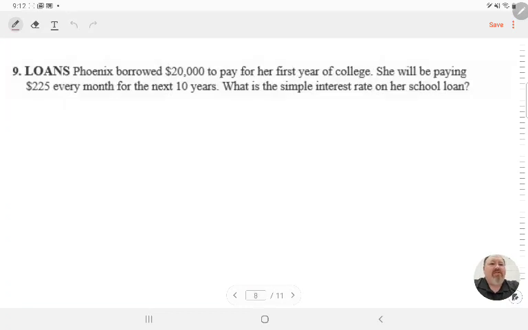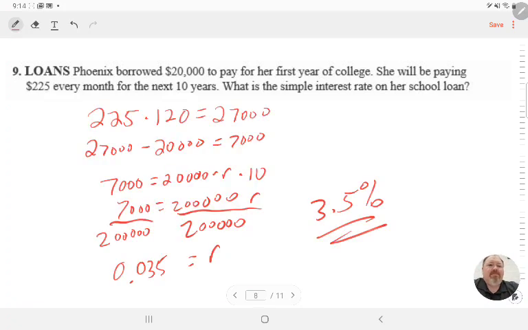You try this one. It's a little bit trickier. Come back and let's see how you did. All right, let's see how you did. So you should end up with 3.5%.